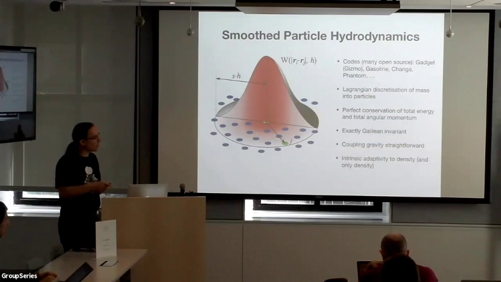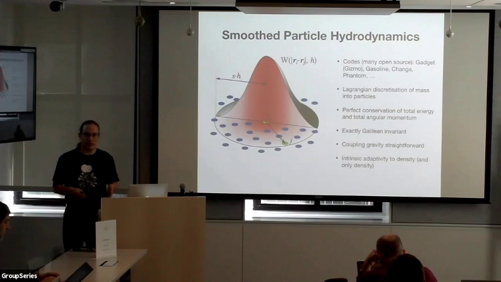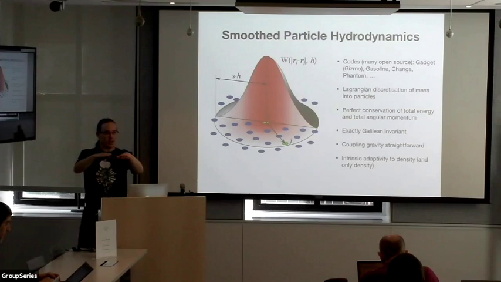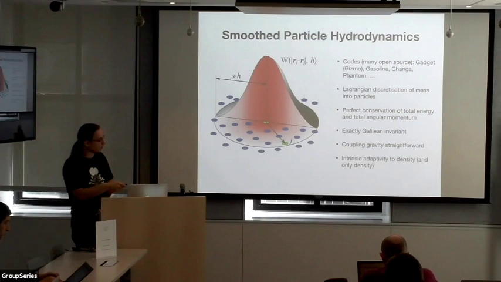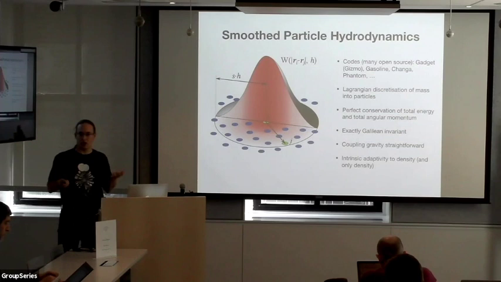We come to this with the grid codes, but the conservation of total energy comes from the fact that essentially you just calculate pressure forces and gravitational forces, and you just apply them the exact same way, and so the whole thing is consistent. The code is also exactly Galilean invariant, being a Lagrangian method. If you boost the whole system, nothing changes.